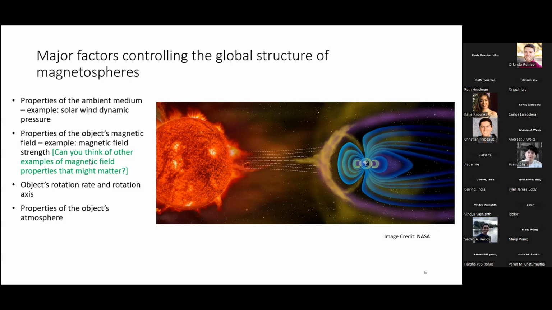I'll just pause for a second here and ask, as far as the magnetic field controlling the structure of a magnetosphere, can anyone think of other things besides the strength of the magnetic field that might affect the structure of a magnetosphere? Any thoughts? Just throw them in the chat.